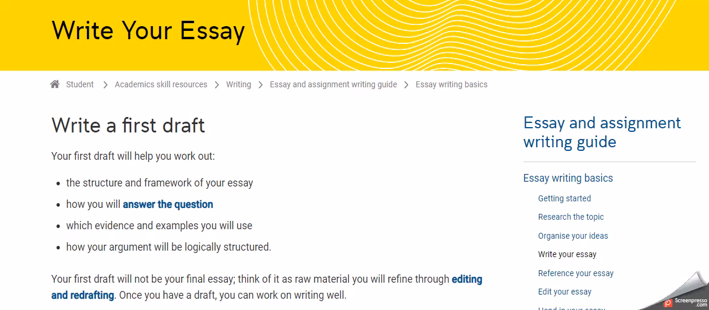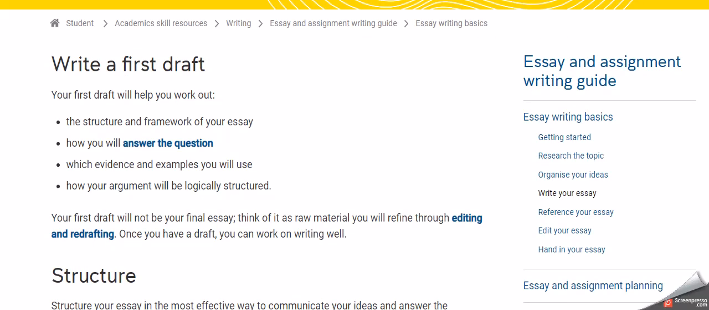Now, first of all, you write a first draft, and your first draft will help you work out the structure and framework of your essay: how you will answer the question, which evidence and examples you will use, how your argument will be logically structured, okay?